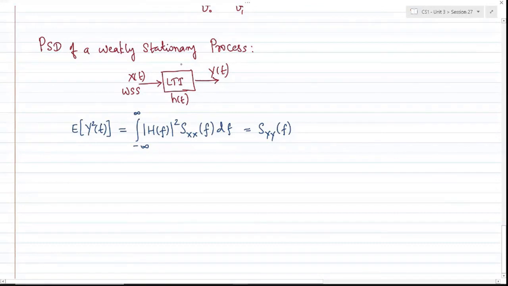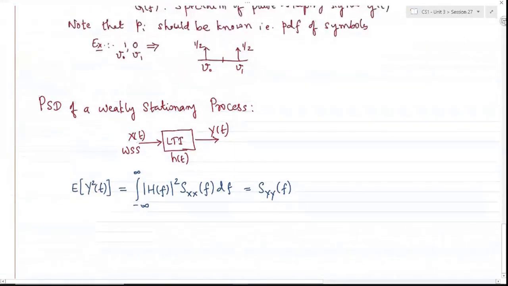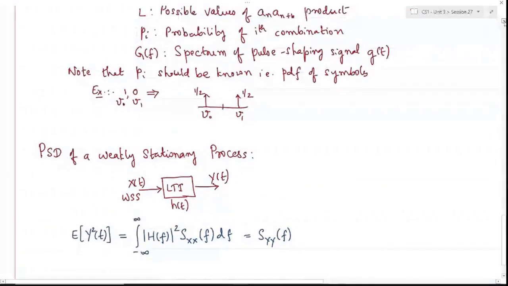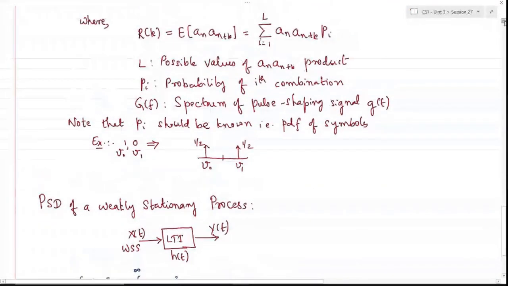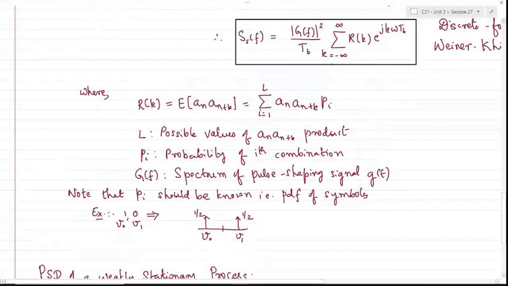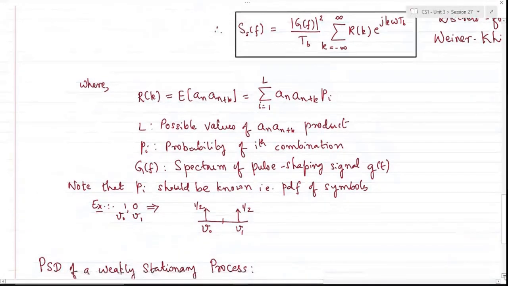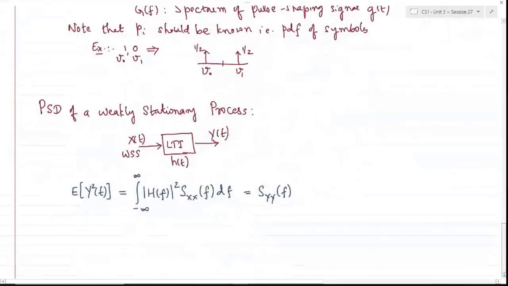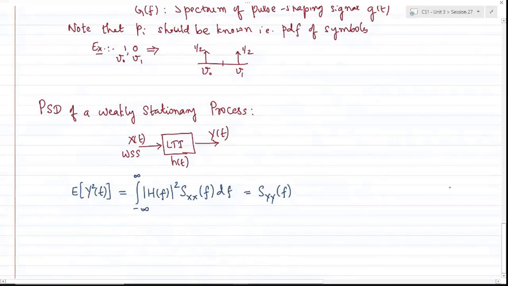With these two final expressions, which give the calculation of power spectral density for any pulse that is given to us, using this and using the relation of the power spectral density of input and output of any LTI filter, we can apply these two expressions, the final expressions, to known line codes.